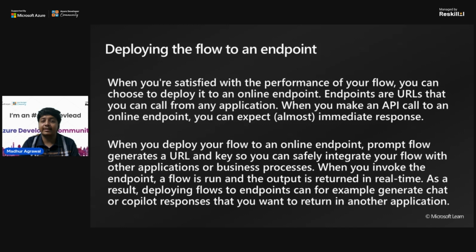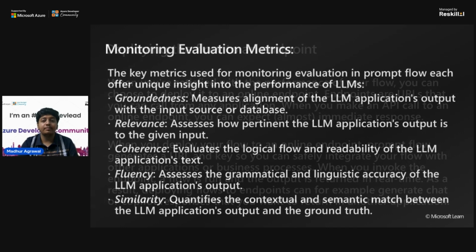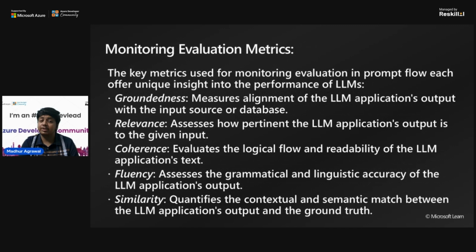So the next thing we are going to talk about is monitoring evaluation metrics. Basically, the key metrics that are used for the evaluation in a prompt flow. It allows some insights into how the LLM that we have is performing. So these are some of the metrics: groundedness, relevance, coherence, fluency, and similarity.